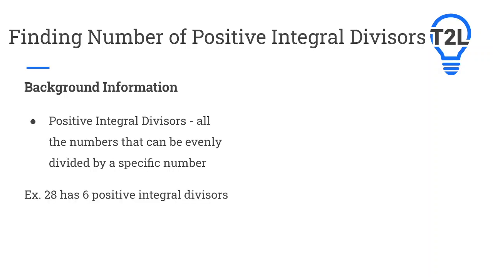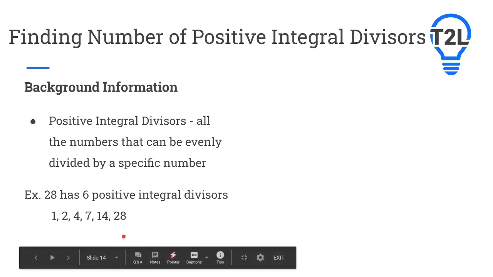So for example, let's say you have 28. Well, 28 has 6 PIDs because 28 can be evenly divided by these 6 numbers: 1, 2, 4, 7, 14, 28. 28 can be evenly divided by all of these.